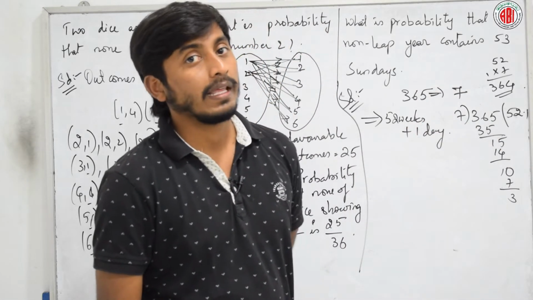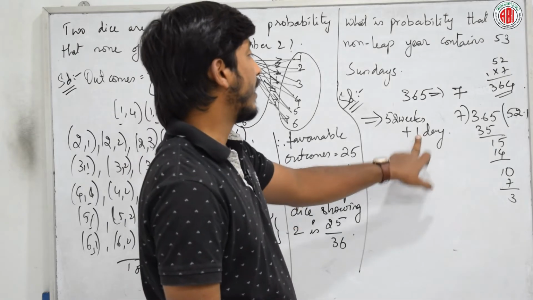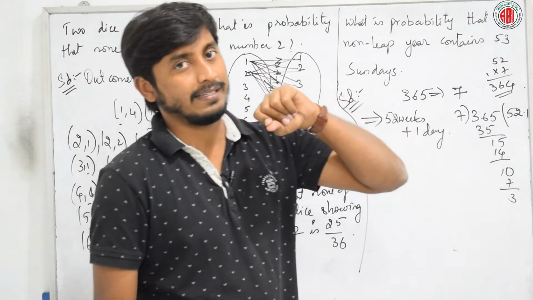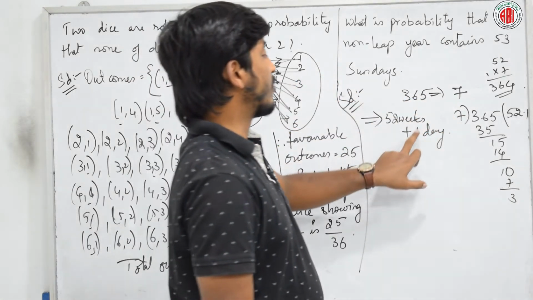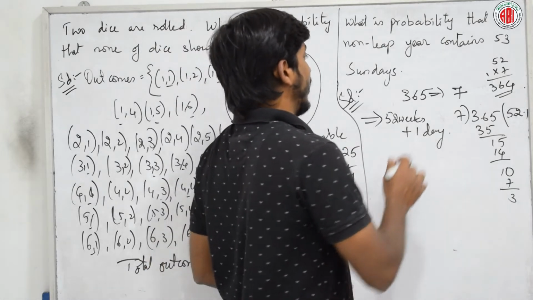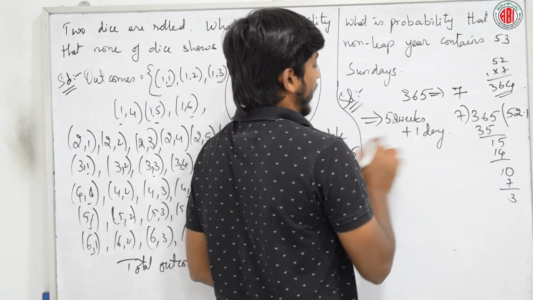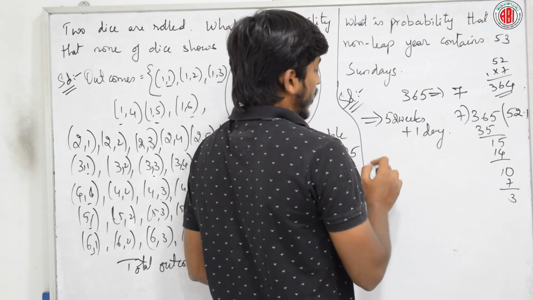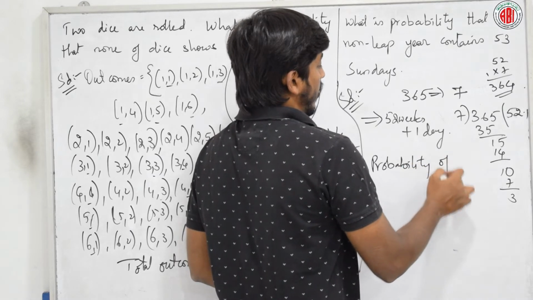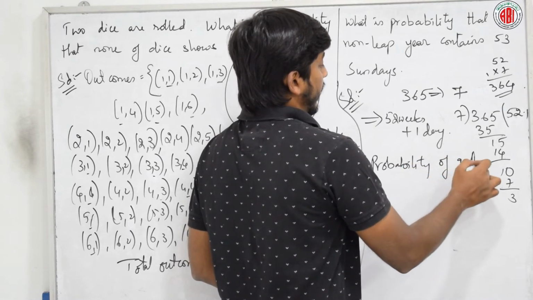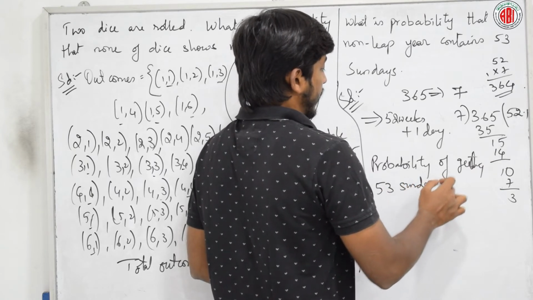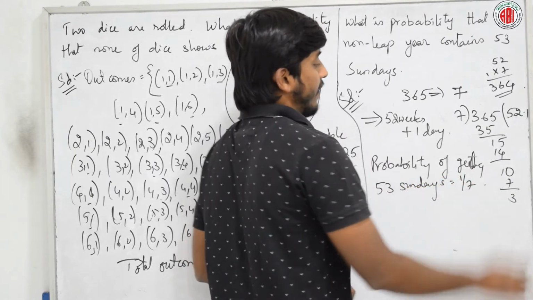Clear? Then he is telling that a non-leap year should contain 53 Sundays. So what does this mean? This 1 day should be Sunday. So obviously the probability of getting 53 Sundays is 1 by 7.